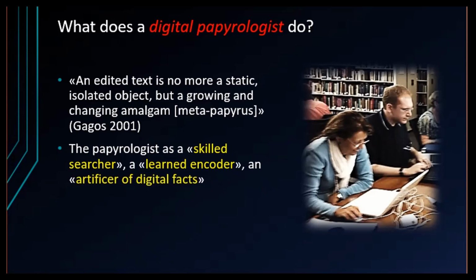His words are even more relevant today from the digital viewpoint. Quote, "An edited text is no more a static, isolated object, but a growing and changing amalgam," end of quote. This is what a digital papyrologist does today, and playing with Utty's definitions mentioned in the previous slide, we may say that a digital papyrologist could be a skilled searcher when performing critical queries in our databases, a learned encoder when checking the printed edition in order to provide a suitable digital text, and eventually an artificer of digital facts, which are precisely those metapapyri envisioned by Gagos.